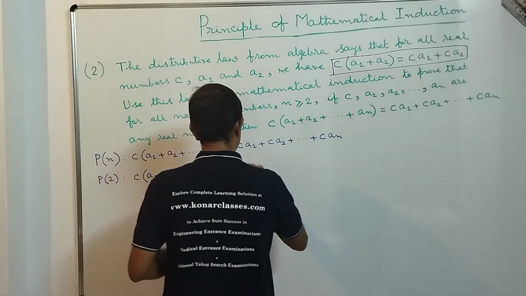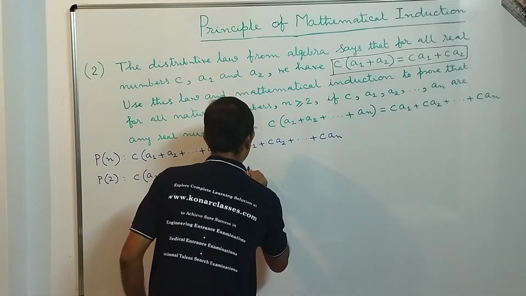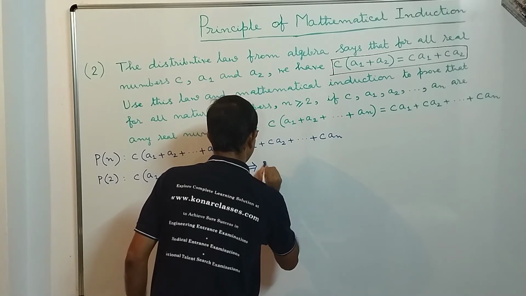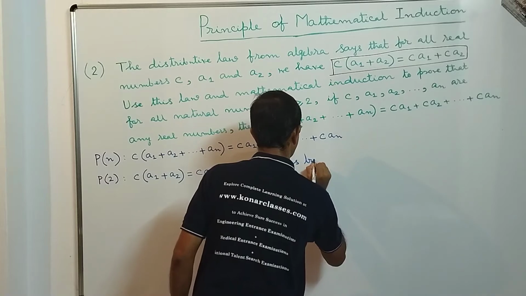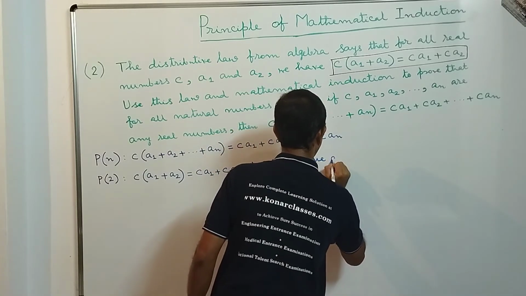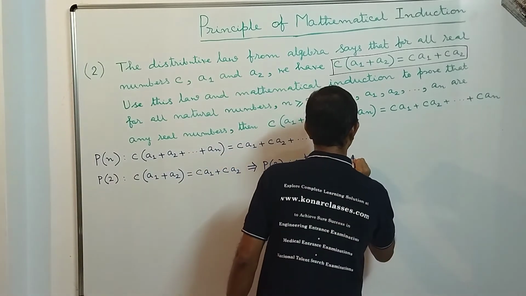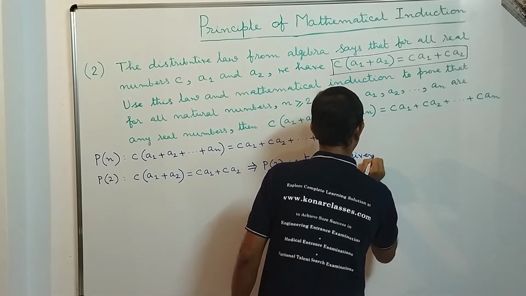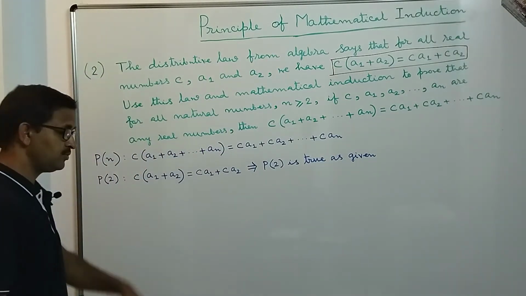So this implies that P2 is true, as given. This is given: C into (A1 plus A2) is equal to CA1 plus CA2.